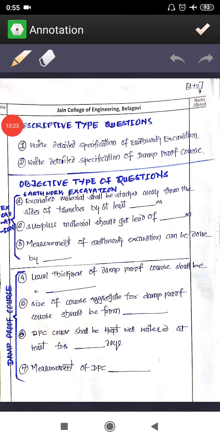So my friends, for the descriptive type, you may get a direct question like write down the specification for earthwork or write down the specification for damp proof course.